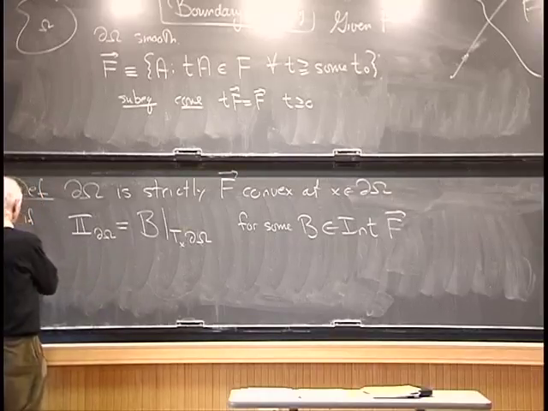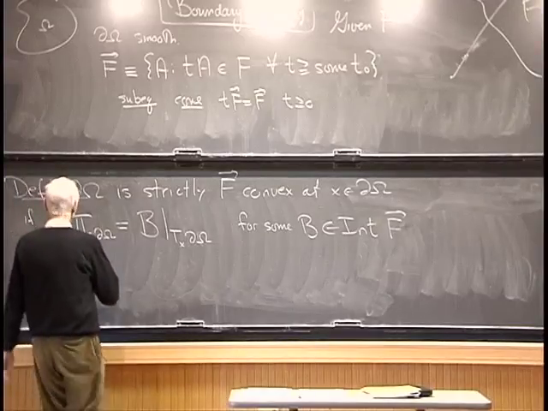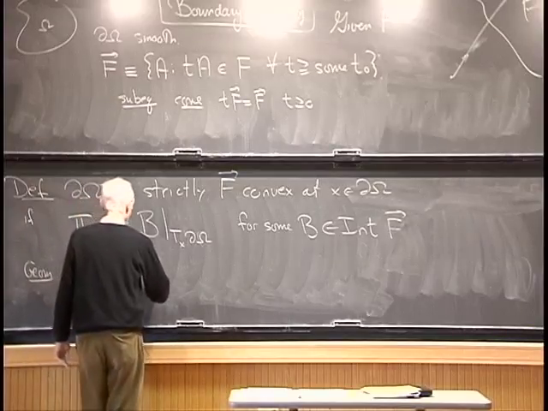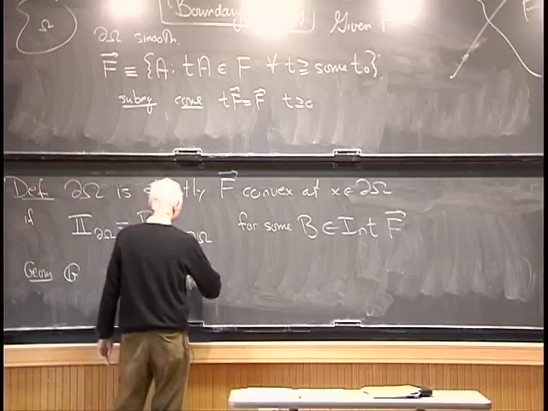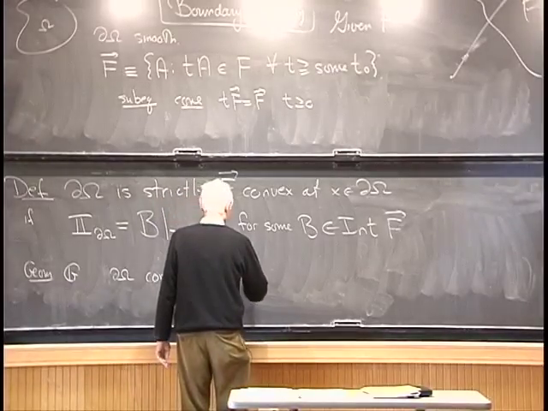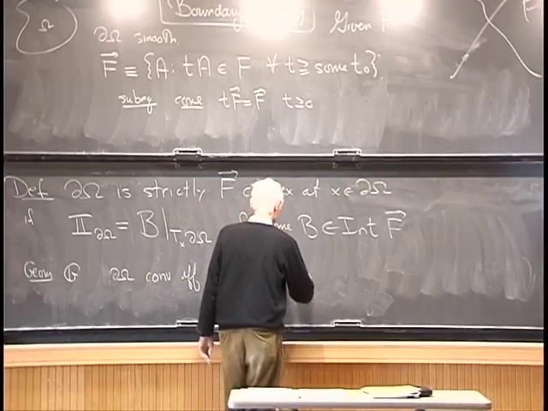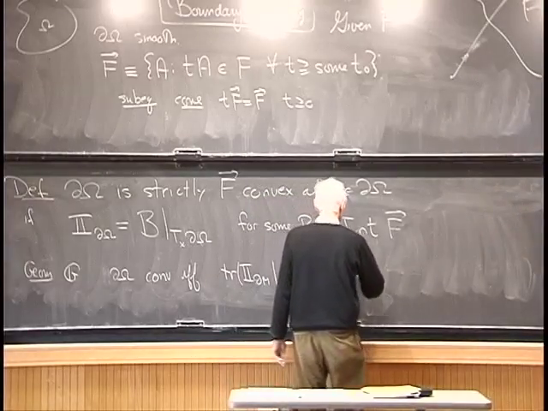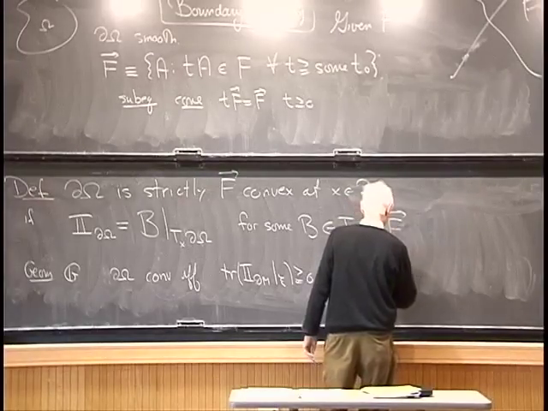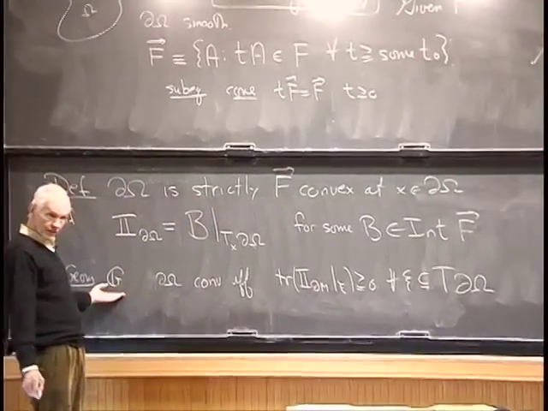Now, in this geometric case, it's really very nice. In the geometric case G, one has that strict convexity means the boundary is convex if and only if the trace of the second fundamental form of the boundary, restricted to the planes in G, is greater than or equal to 0 for all such planes contained in the tangent bundle to the boundary. So this convexity in this geometric case is very nice.